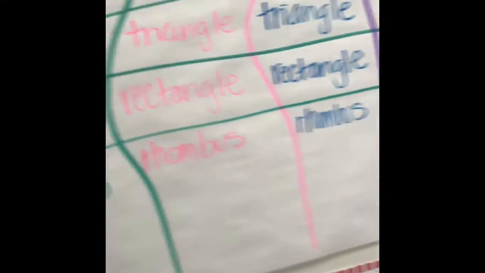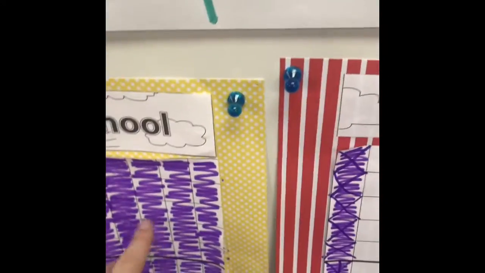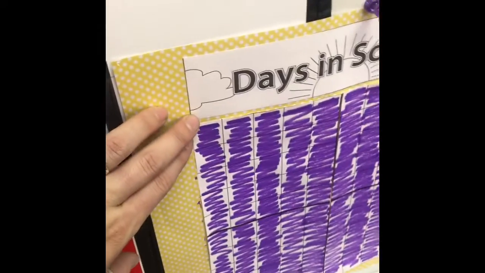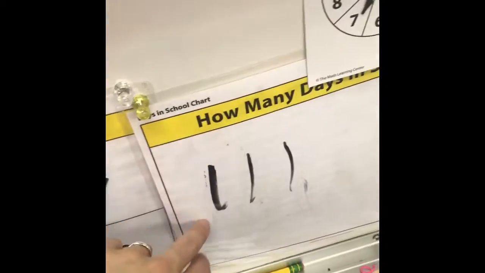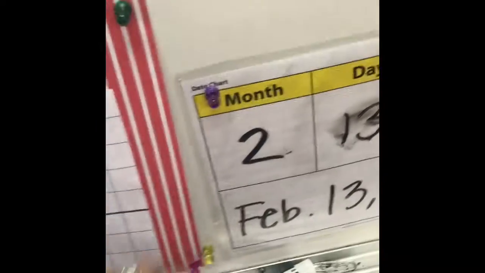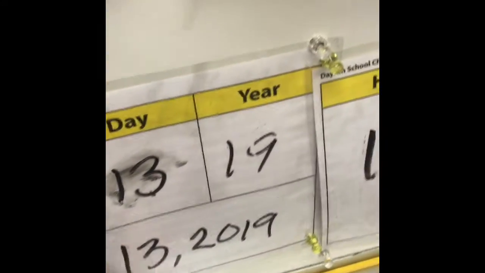So I then chose a star student, and he came in and colored in 1 day. So each day they color in 1 square. So as a class we counted in tens, 10, 20, 30, 40, 50, 60, 70, 80, 90, 100, 110, and 11. So there is 111 days left of school. So I then wrote in 111 days left of school. We then moved on to the month, the day, and the year. So the month is February, which is the 2nd. The day is the 13th, and the year is 2019. I then wrote it in word form for the children to see.